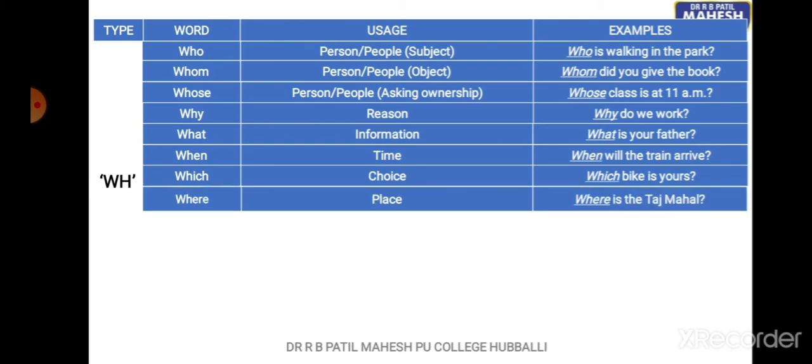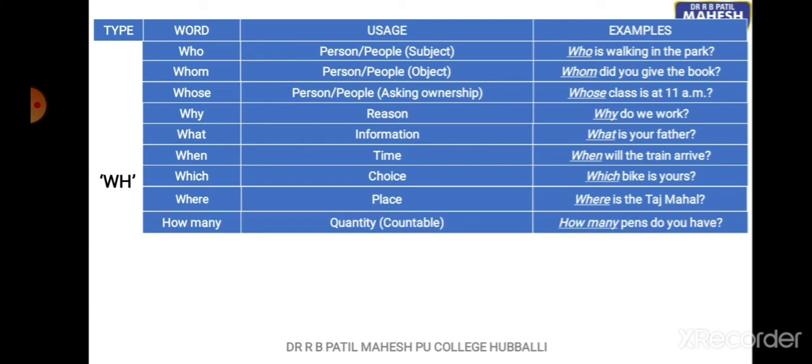The next word is where. Where is used to inquire about place. Where is the Taj Mahal? The answer is a place here. The Taj Mahal is in Agra. So where is used to inquire about the place.